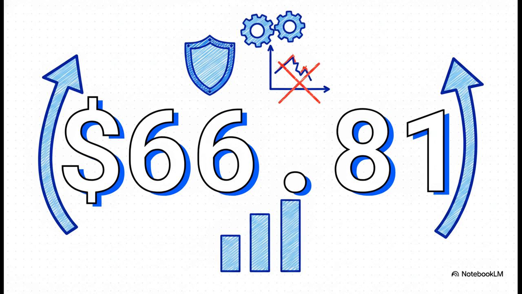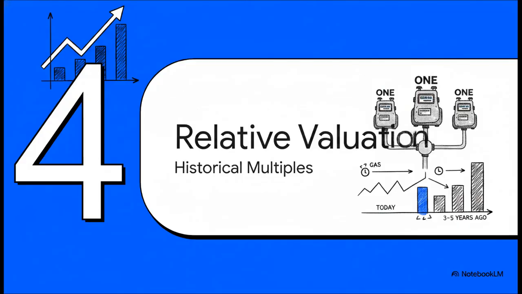It's a remarkably sturdy, reliable calculation. And best of all, it completely sidesteps that negative free cash flow nightmare that totally ruined our DCF attempt. Section 4. Relative Valuation. Comparing to historical multiples.